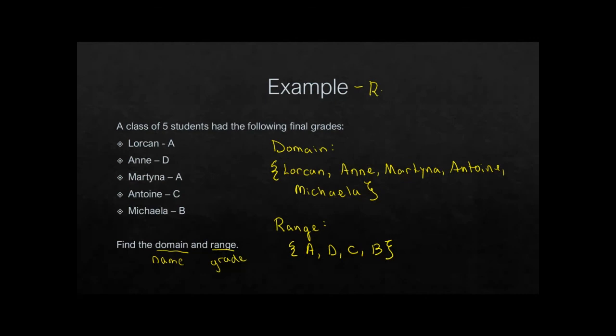So I should make a note that we used roster notation here, where you're specifically listing your x's or inputs, and then you're listing your outputs. Are there any questions so far?